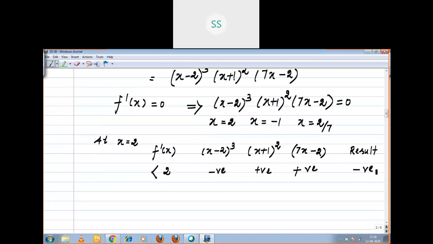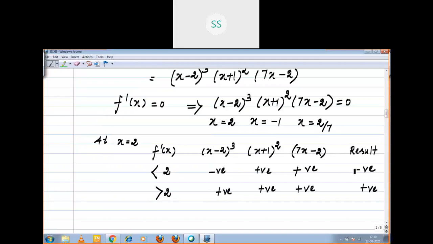The result is negative. First, nearest value. What is the nearest value of 2? 1. That you have to substitute. Next, greater than 2. Greater than 2 means what can you get? Nearest 2, what is that? 3 you can assume. Here it is positive, positive, what? Positive. So what is the result at the end?